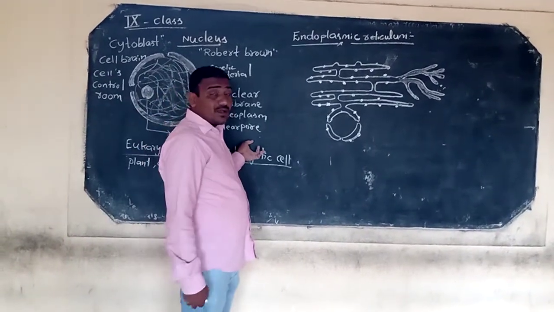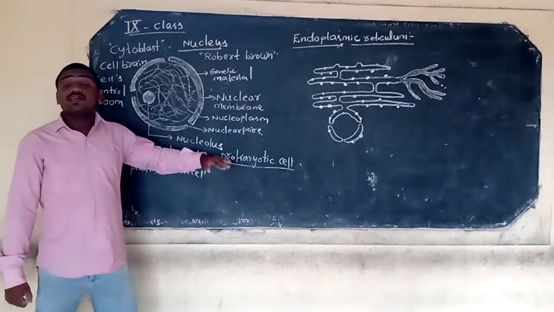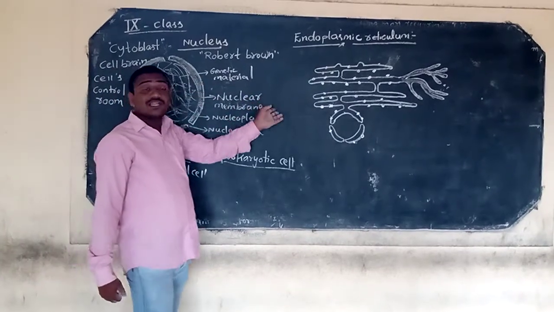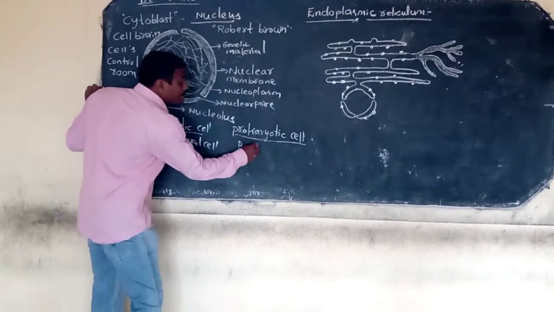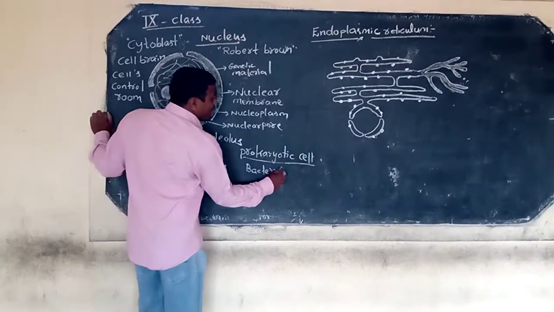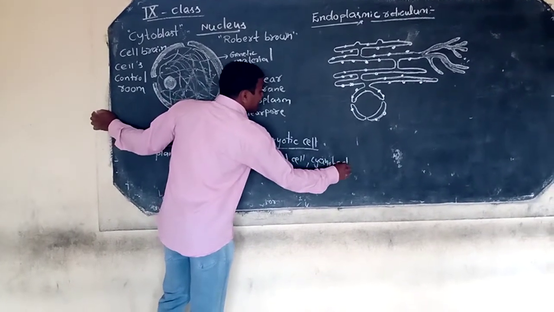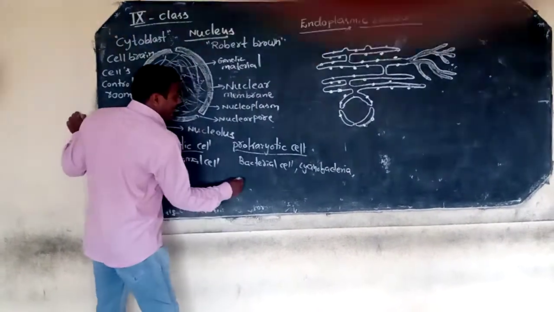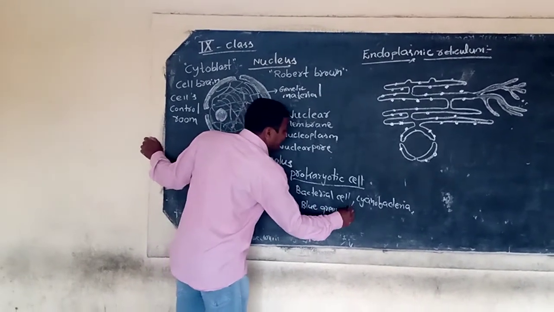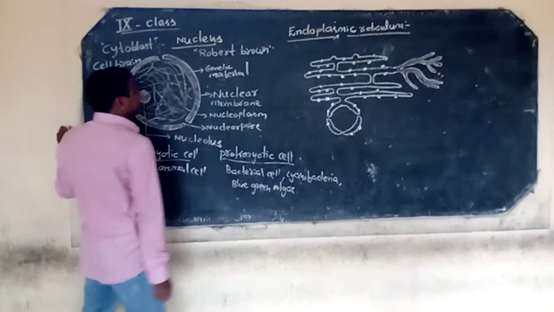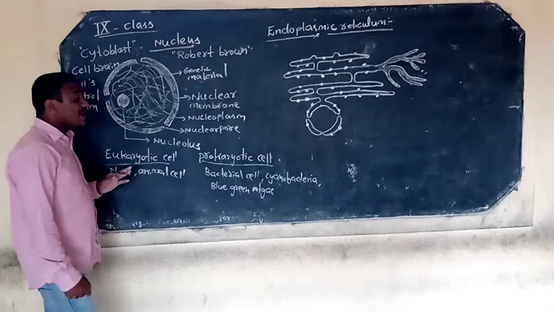Next, the type of cells in which the nucleus is completely absent or the nucleus is not covered by nuclear membrane is called as prokaryotic cells. Example is bacterial cells, and another example is cyanobacteria and blue-green algae. So these are the differences between the eukaryotic cell and prokaryotic cell.